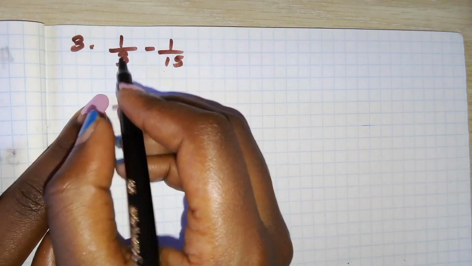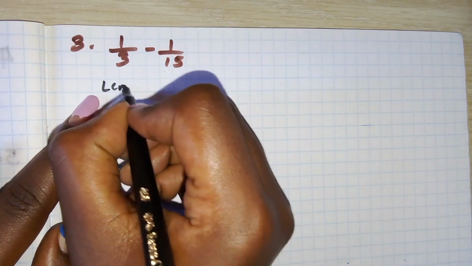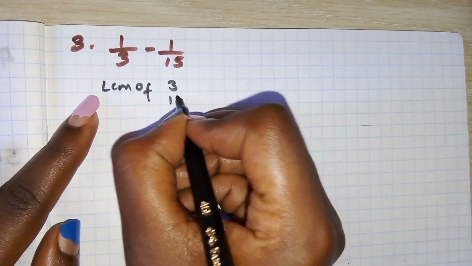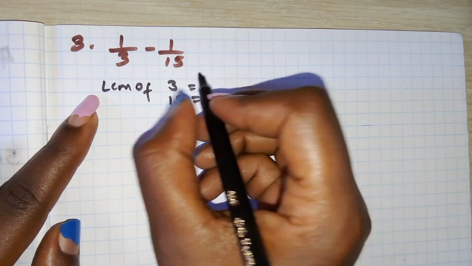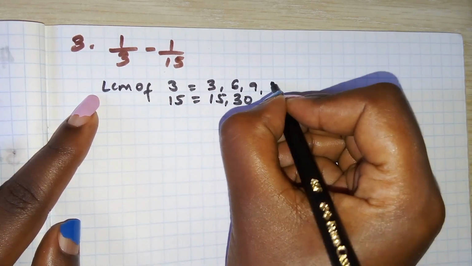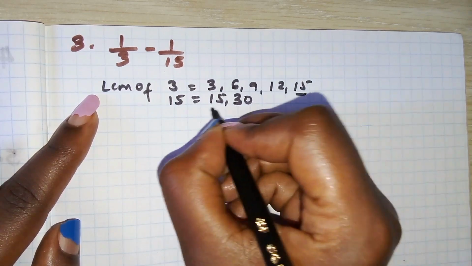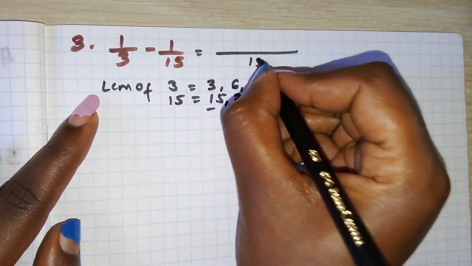Number 3, 1 over a third minus a 15th. So we do LCM of 3 and 15. For 15 we can do 15 and 30. For 3 we do 3, 6, 9, 12 and 15. So the LCM is 15. So equals to all over 15.